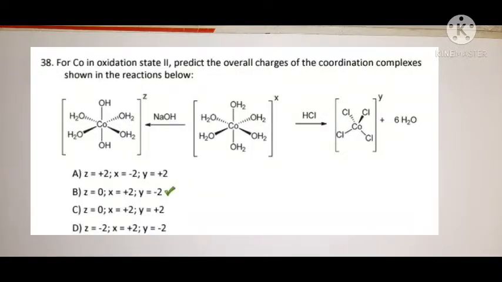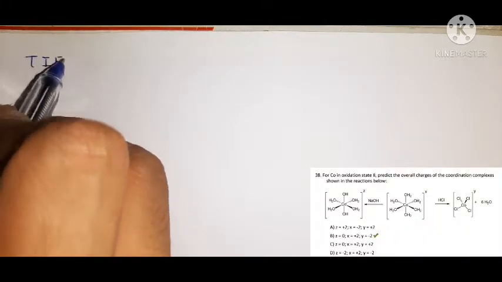Let's see the question. It says, for cobalt in oxidation state +2, predict the overall charges of the coordination complexes shown in the reaction below. Friends, in this question we have a reaction of a cobalt complex with HCl and NaOH, and we must find the values of X, Y and Z. The given condition is cobalt present in the +2 oxidation state. Understand? So let's do the solution of this question. Now this question is asked in TIFR 2015.